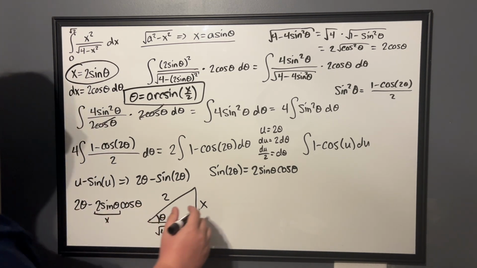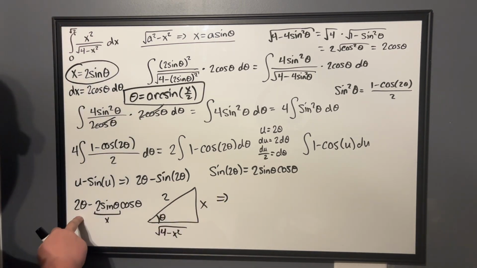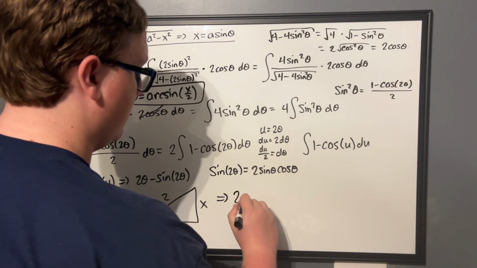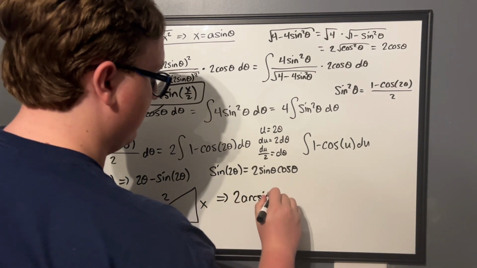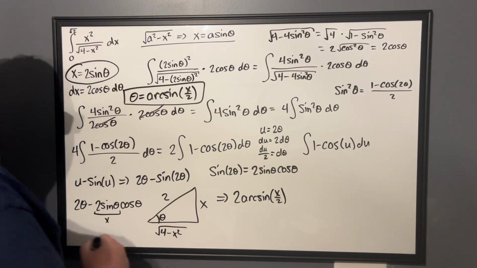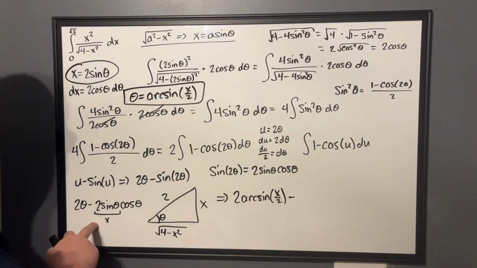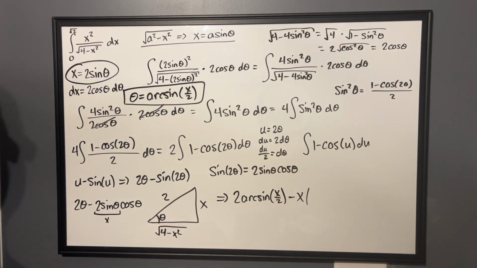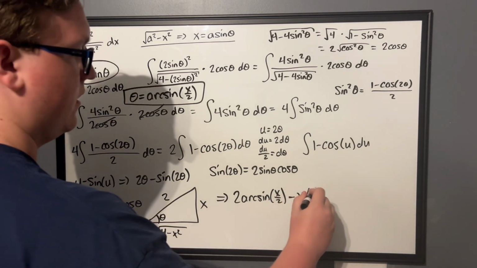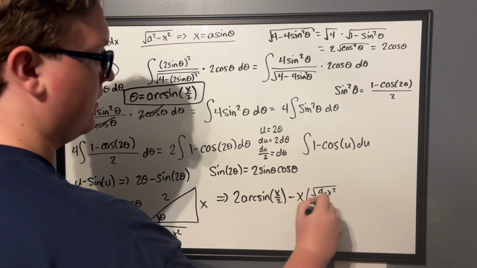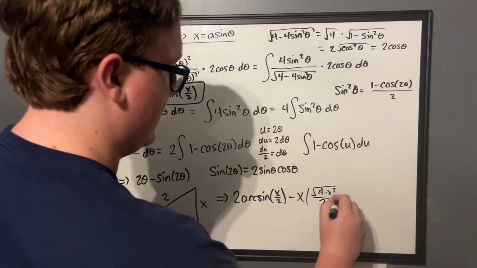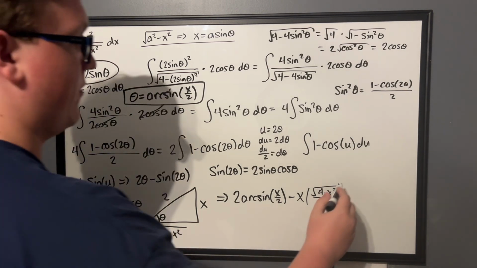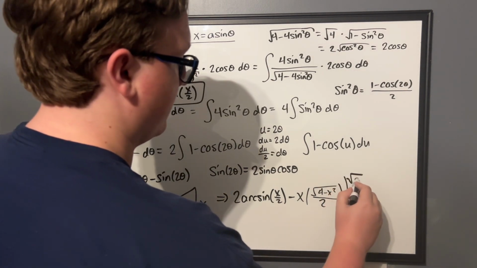So we can go ahead and write this all in terms of x now. Because we know that 2 theta, well, we said theta was arcsine of x over 2. So we're going to have 2 arcsine of x over 2 minus, well, remember, 2 sine theta was x. So we can say it's minus x times what we said cosine theta was. Well, cosine theta is the square root of 4 minus x squared all over 2. And now at this point, we've gotten everything back in terms of x, and we can reintroduce our bounds. Because remember, we were from 0 to the square root of 2 for this question.